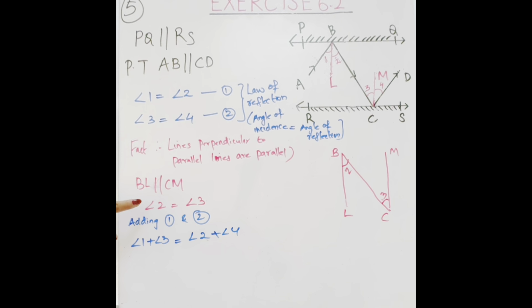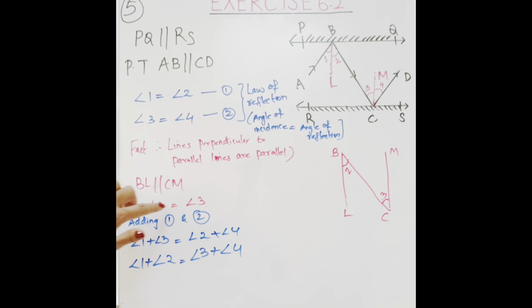But we have found that angle 2 is equal to angle 3. So instead of angle 3, we can write angle 2 itself, right? Because those two are equal. So we can write angle 1 plus angle 2 is equal to, instead of angle 2, we can write angle 3. This is the same, right? Angle 1 plus angle 2. Why angle 2 instead of angle 3? Because we have found out that BL is parallel to CM and these two are alternate interior angles which are equal.